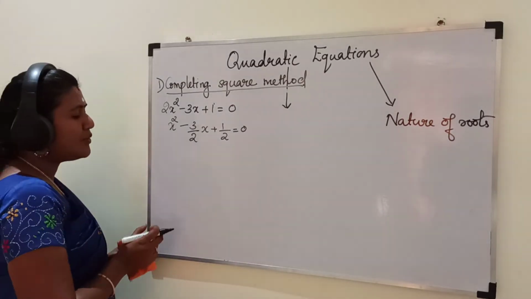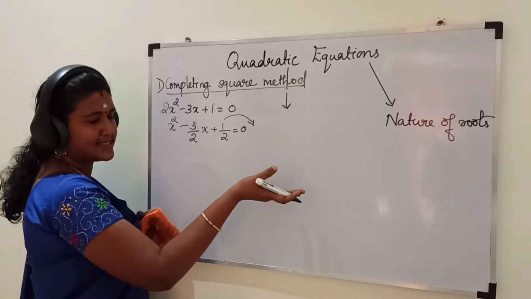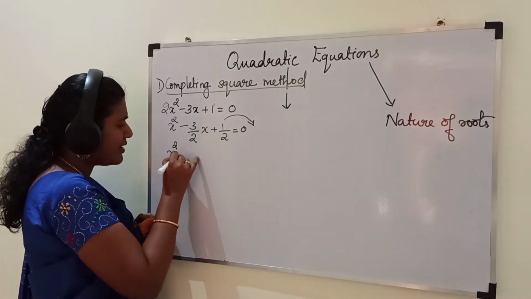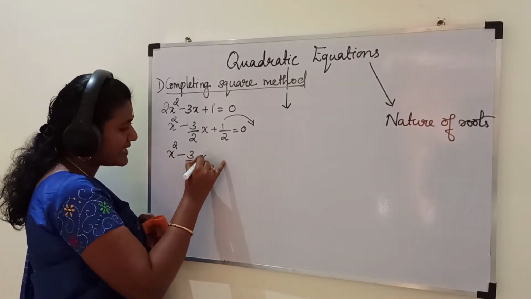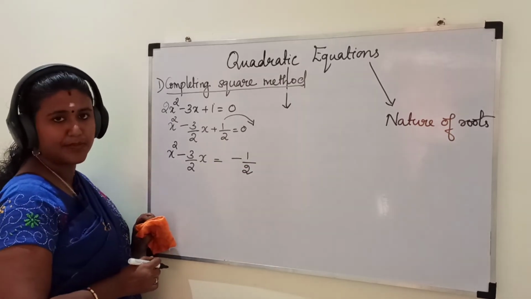Next step, you have to take the constant term to the right side. So x square minus 3 by 2x is equal to minus 1 by 2. This is the second step.